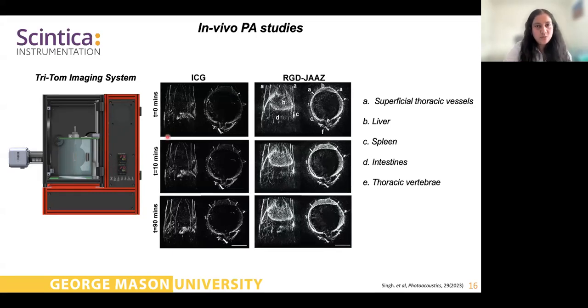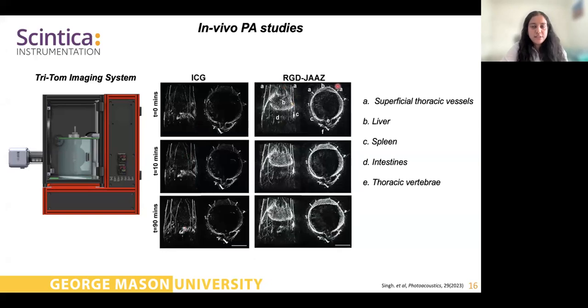After that, 100 microliter of ICG was injected, followed by a 50 microliter saline flush. And these images of the trunk of the mouse were obtained. You have the coronal images and the axial images over here. As you can see, over 90 minutes, we were able to have some enhanced visualization of the spleen and some part of the liver, but the intensity decreased after 90 minutes.